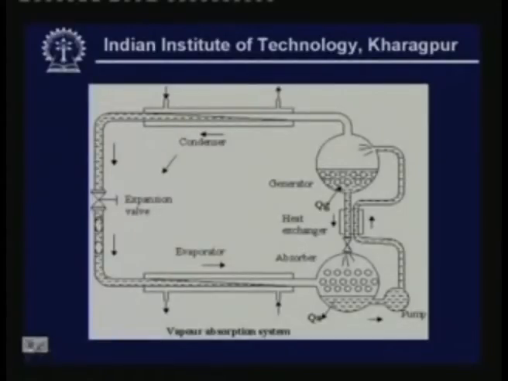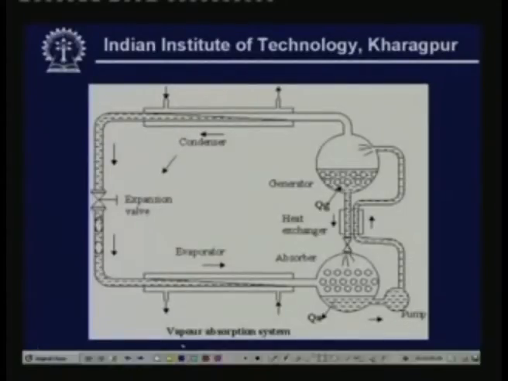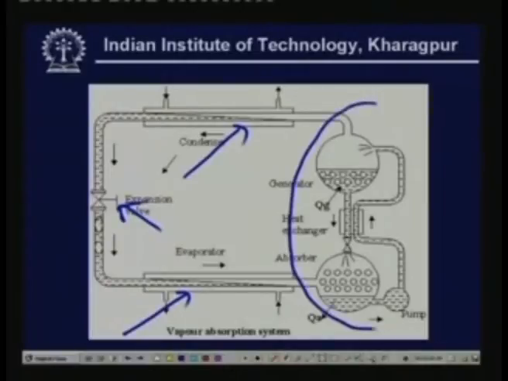Now let me show the working principle of a vapor absorption refrigeration system. You can see that compared to the vapor compression system, the three components, condenser, expansion valve and evaporator, are common between these two systems. The only difference lies here. In a vapor compression system, we had a compressor here. The compressor was compressing the low pressure vapor to a high pressure. Whereas in a vapor absorption system, instead of mechanical compression, we have an arrangement which produces the same effect.